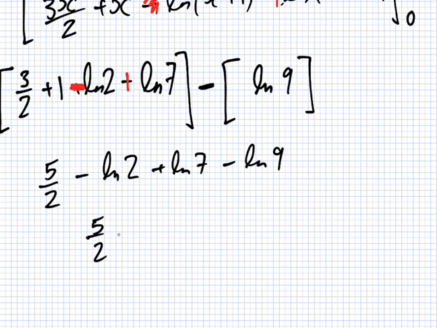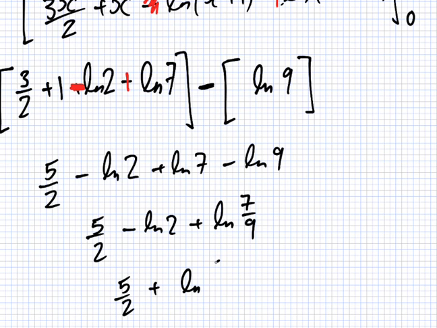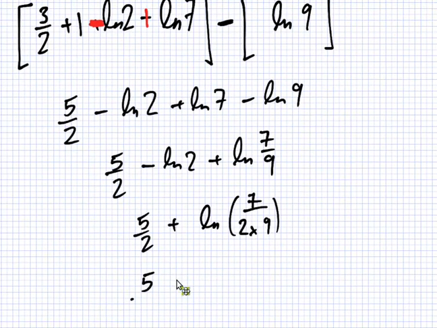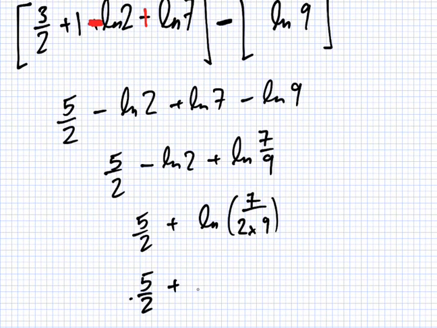That's 5 over 2, and then this would be minus log 2 plus log 7 over 9, which is 5 over 2 plus log 7 over 2 multiply 9, because there's another minus log, so we have to divide again. And that's it then. The answer is 5 over 2 plus log 7 over 18. That's the exact answer.